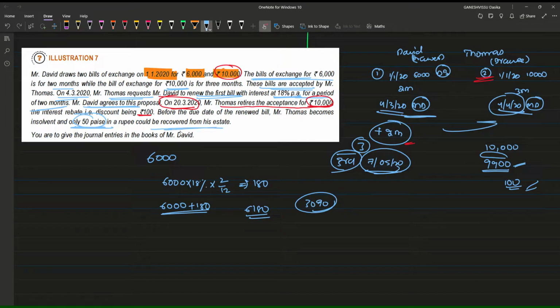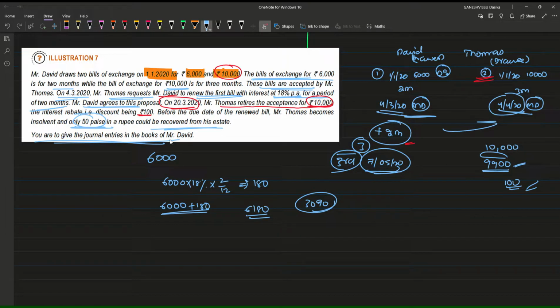Okay, could be recovered from his estate. You are required to give the journal entries in the books of Mr. David. So what I am going to do here is explain in both the books. If I explain in both the books, then you will get some understanding of how to make entries in the books of David, and also in the books of Thomas, so you can understand how to pass the entries in both the books.